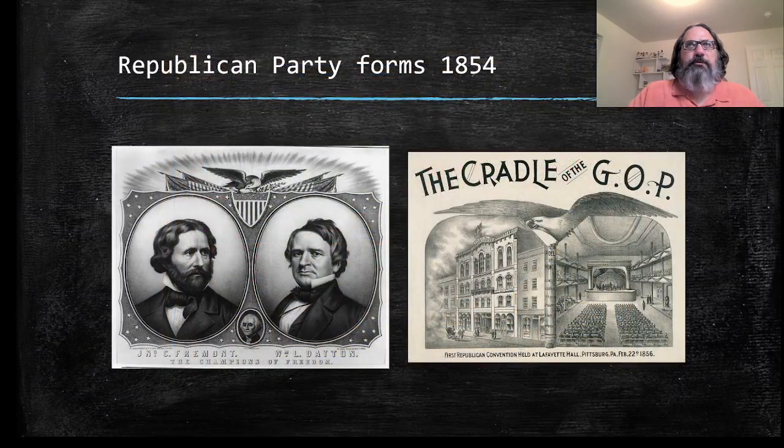This also helps form the actual Republican Party in 1854. Now, they start off slow. They're not in any major presidential race, or they're not a big contender right away. But when you think about this, a political party forming and within 6 years taking the presidency, that's a pretty big step in a short time.